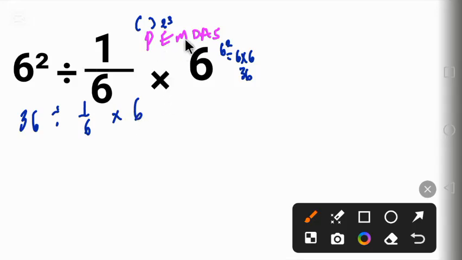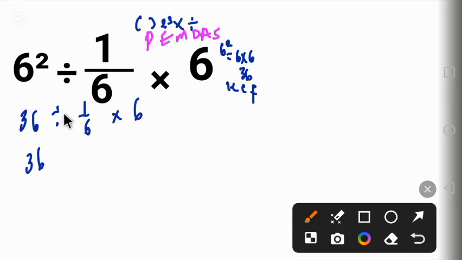The next one here is multiplication and division. You work from left to right. Looking at this question, division came first, so we'll begin with that division. According to the rule called KCF, K stands for keep. We keep this 36 here. And then C stands for change.